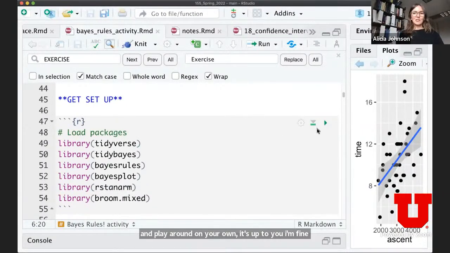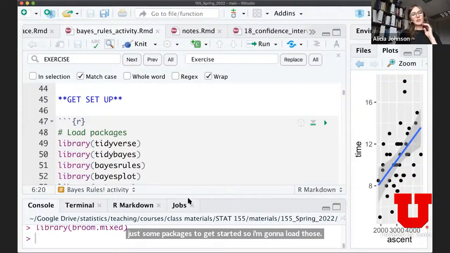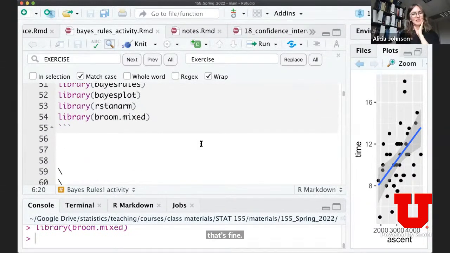So there are just some packages to get started. I'm going to load those. And if you don't have those loaded right now, that's fine. You can just watch along as I work through these first exercises.